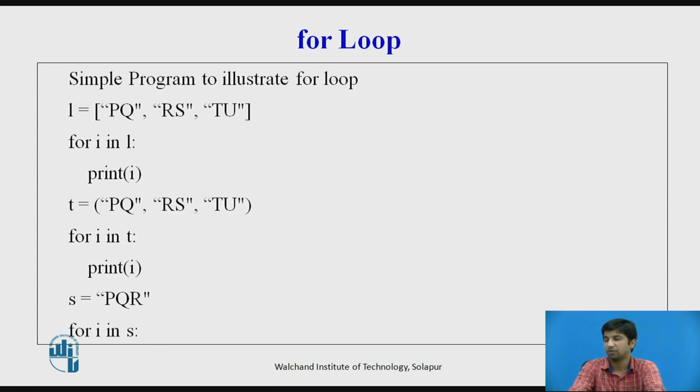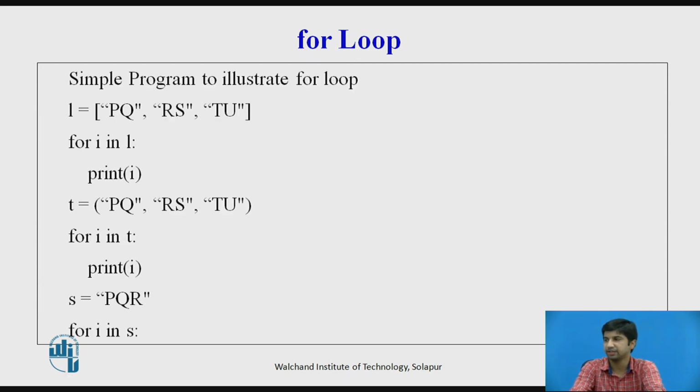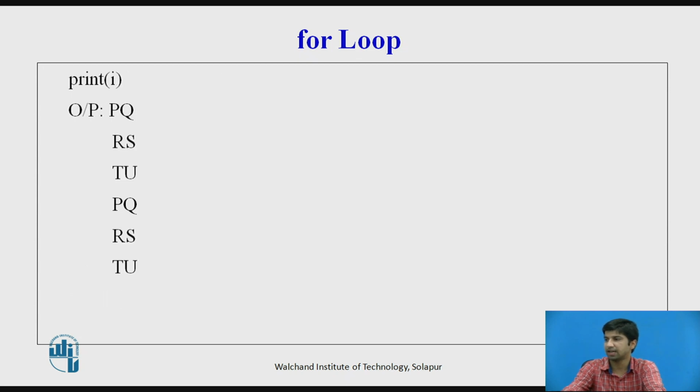Now for i in s, s has the value PQR. It will take only one item at a time, so it prints P, Q, R on separate lines. Let us check the output, which is already executed. For the first one it is PQ, RS and TU, the second one is PQ, RS, TU, and for the third one it is P, Q, R because it was a string.